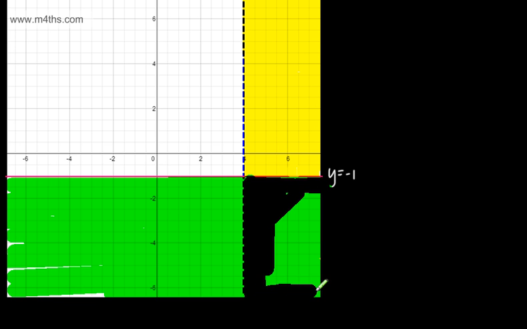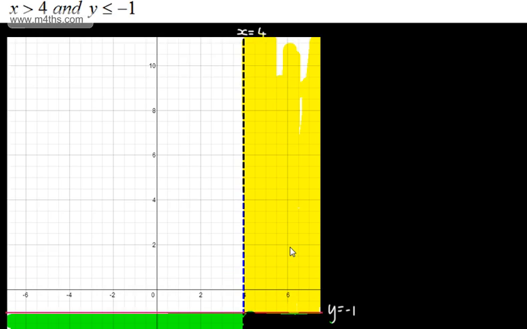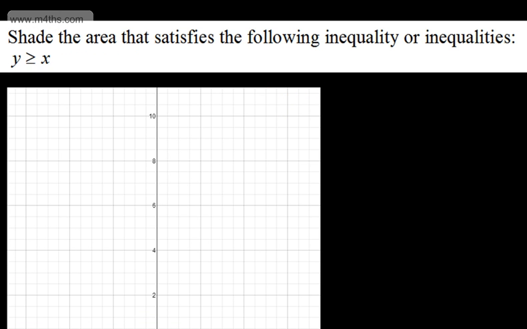It's this dark shaded out region, and all I would do if I was sitting in an exam is get a nice faint pencil, put the ruler up to the line, and then go ahead and do that. So that's the region that satisfies both. Okay, let's look at another one.